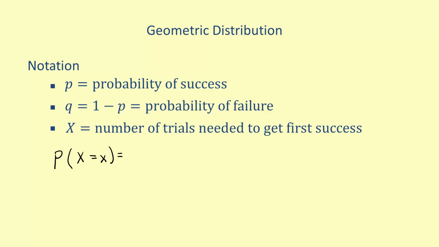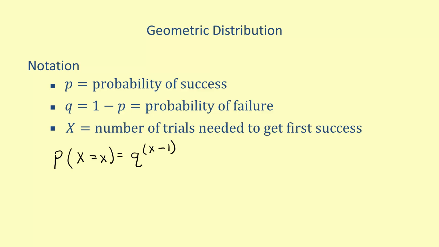In order for the X trial to be the first success, all trials before the X trial must be failures. The number of trials before the X trial is X minus 1. Remember that the probability of multiple independent events all occurring is equal to the product of the probabilities of each separate event. Therefore, since the trials are independent and the probability of failure in each trial is Q, the probability that the first X minus 1 trials are failures is equal to Q raised to the power X minus 1.